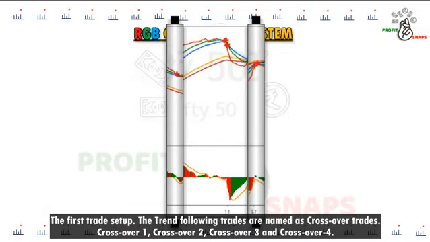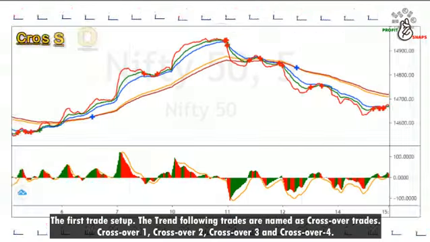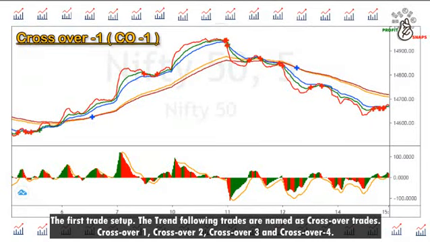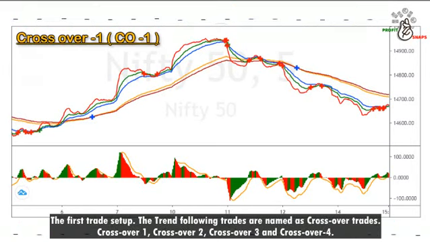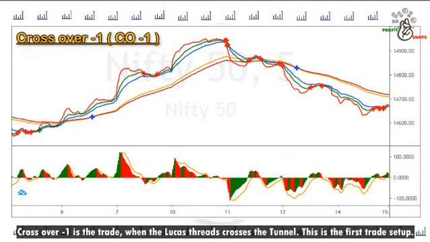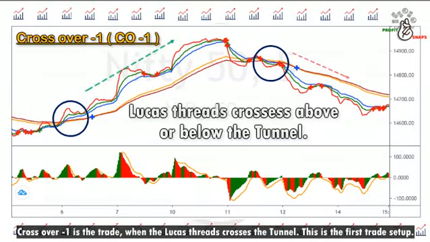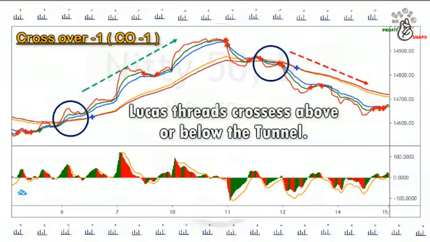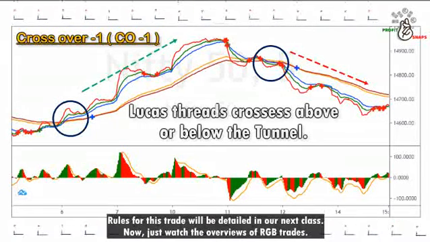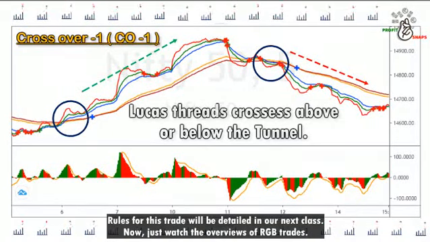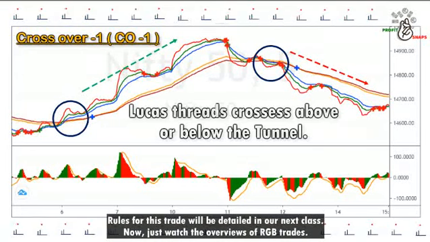The first trade setup. The trend following trades are named as crossover trades: crossover 1, crossover 2, crossover 3 and crossover 4. Crossover 1 is the trade when the Lucas threads cross the tunnel. This is the first trade setup. Rules for this trade will be detailed in our next class. Now, just watch the overviews of RGB trades.